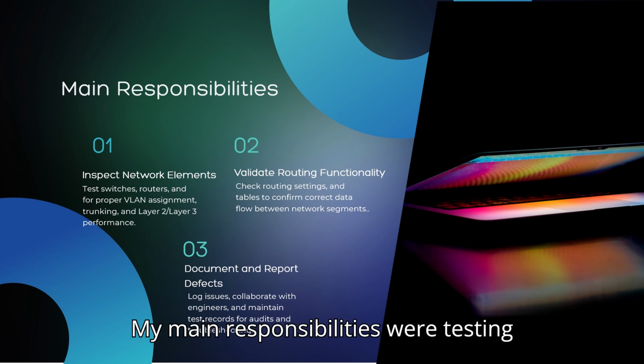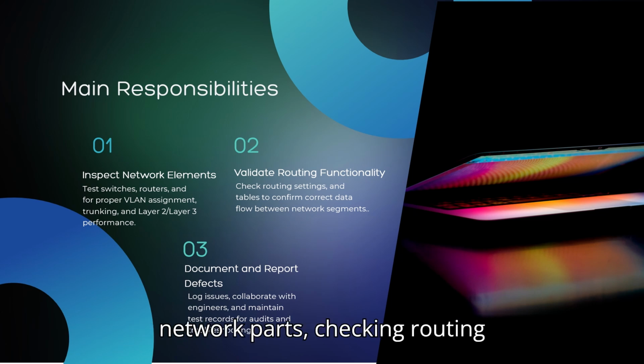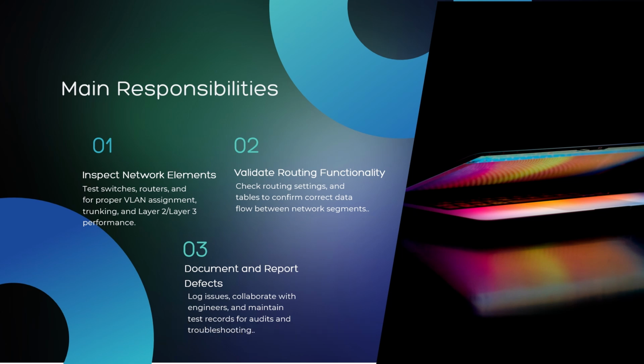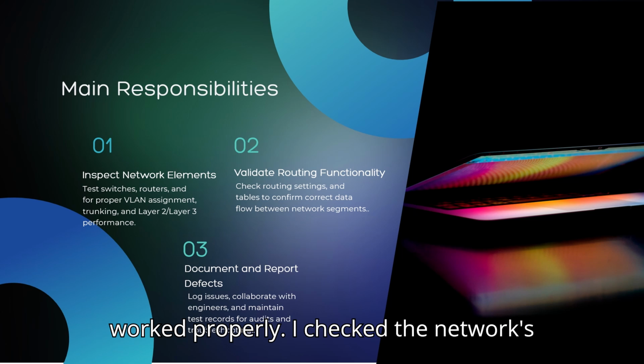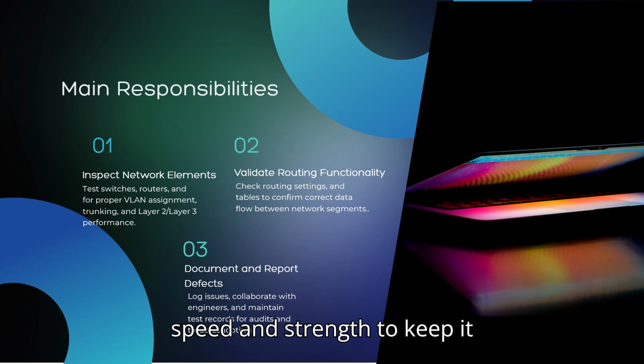My main responsibilities were testing network parts, checking routing, and reporting problems. I tested switches and routers to ensure connection and VLAN worked properly. I checked the network's speed and strength to keep it strong. I also confirmed that routing settings sent data to the right places, which was vital for our office users.